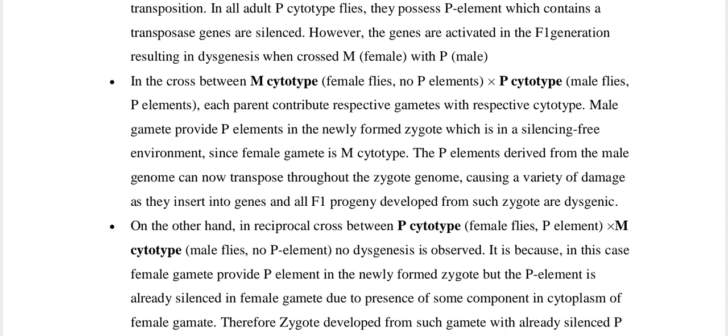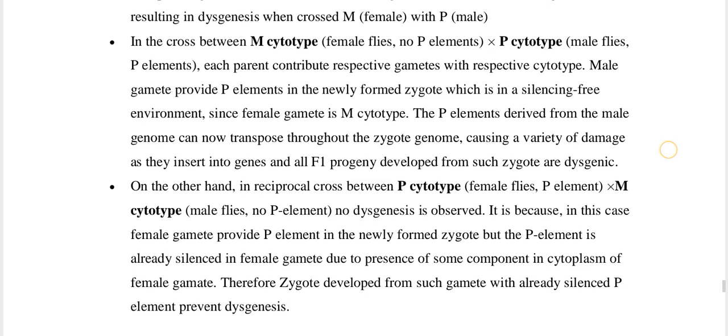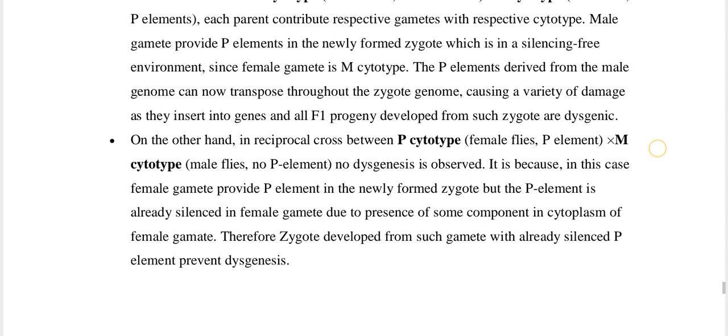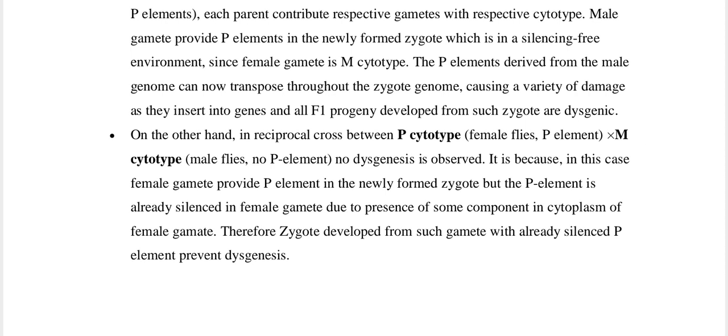parent contributes respective gametes with respect to cytotype. The P cytotype male gamete provides the P element in the newly formed zygote, which is a silencing-free environment since the female gamete is M cytotype. The P element derived from the male genome can now transpose throughout the zygote genome, causing a variety of damage as they insert into genes, and all F1 progeny developed from such a zygote are dysgenic.